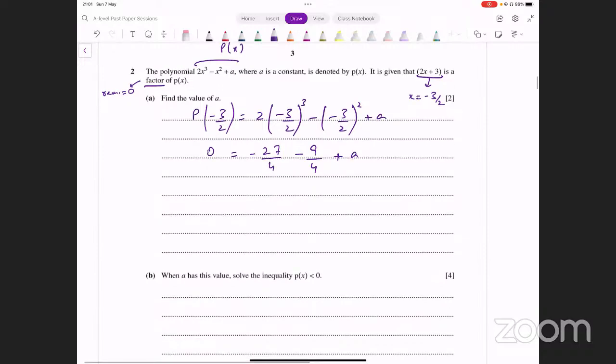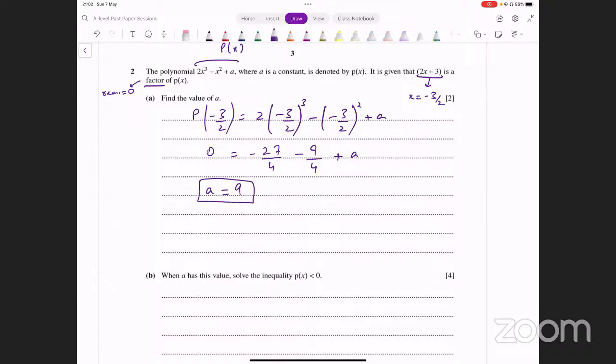You can find the value of a from this and see what that turns out to be. 27 over 4 plus 9 over 4, that is going to be 36 over 4, which is 9. So the value of a therefore turns out to be 9. And that's what we were looking for. Okay, a equals 9. That's our final answer. Let's look at part B now.